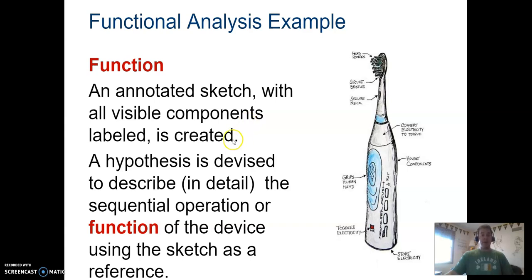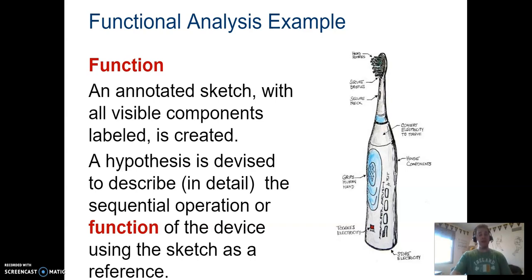Okay, a hypothesis is then devised to describe the sequential operations or functions. So we could say, based on what I see and based on what I know the purpose of this toothbrush is, I think what you do is you would use your thumb to push the grip up, which would turn the motors inside, which would spin the head, which essentially spins the bristles, and now you can clean. Okay, so that's really the second part of this functional analysis, recognizing the different parts that make up the function.